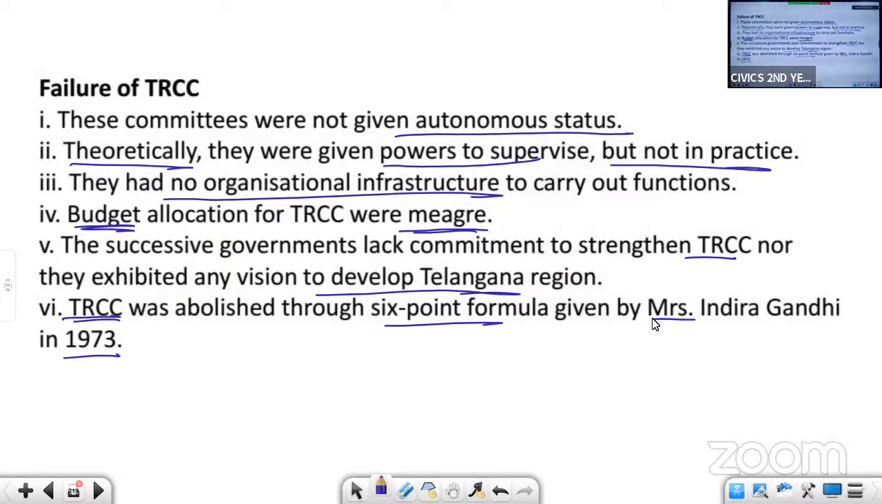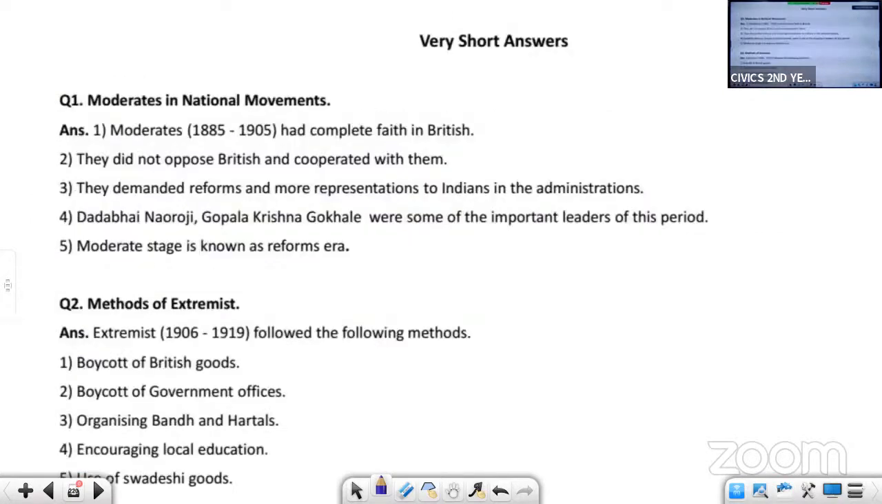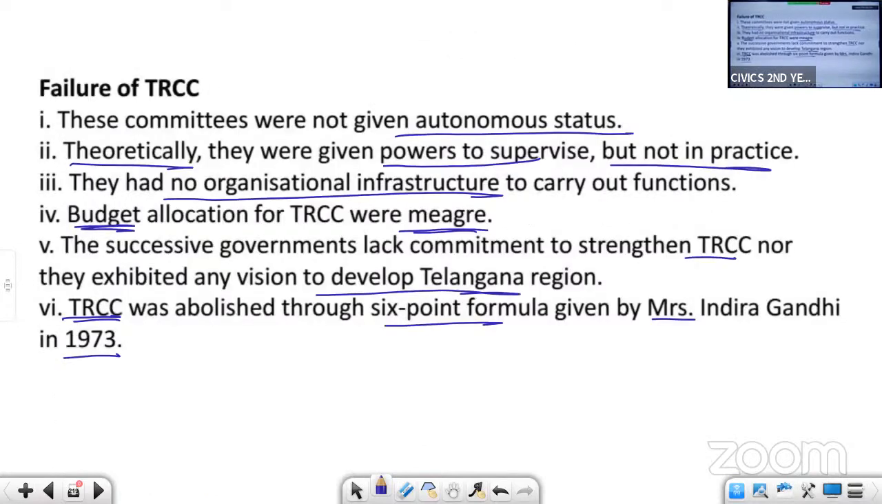Now this 6-point formula was a political agreement between the union government and the state government. For this reason, the TRCC could not function for the development of the Telangana region, and later it was completely abolished.